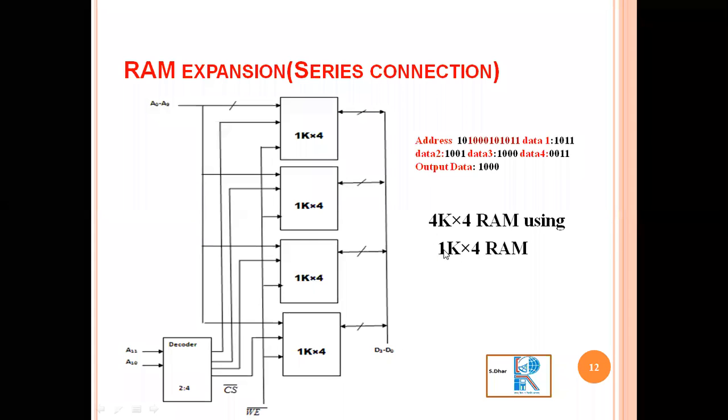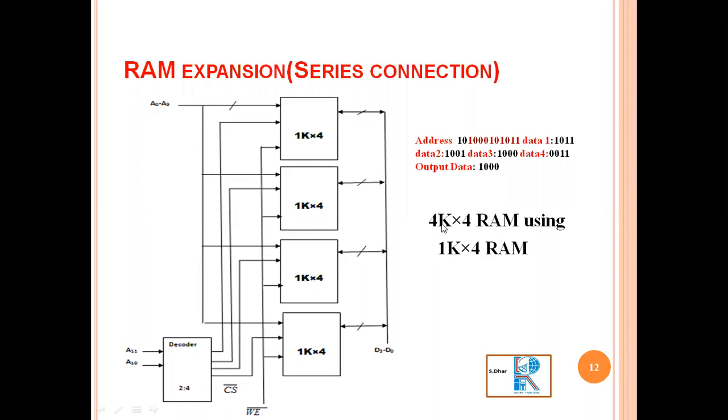As the address is 4K and one RAM is 1K, so 1K, 1K, 1K, we require 4 RAMs because this is 4 times the address. So 1, 2, 3, 4. 4 RAMs are used. Now see here.